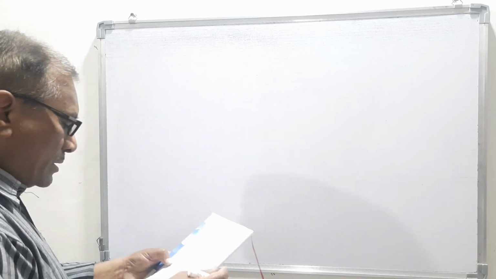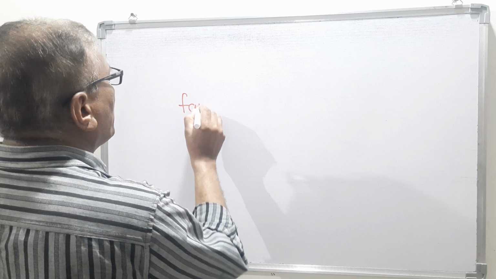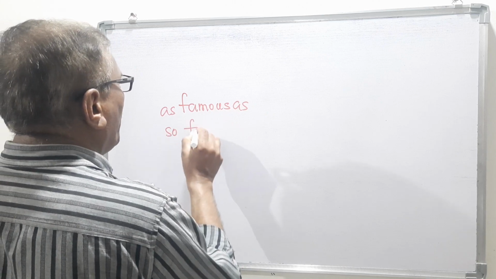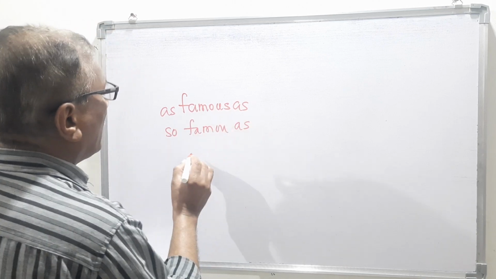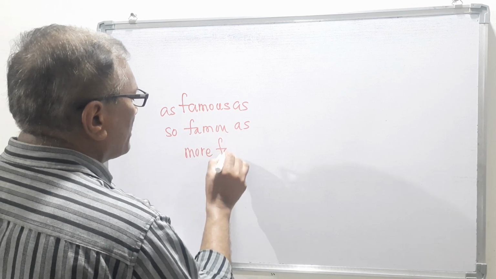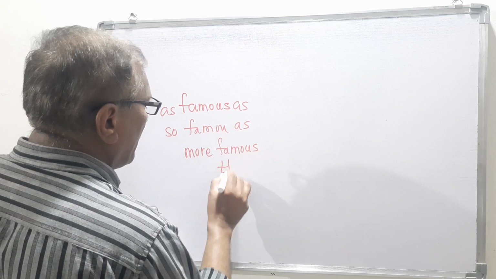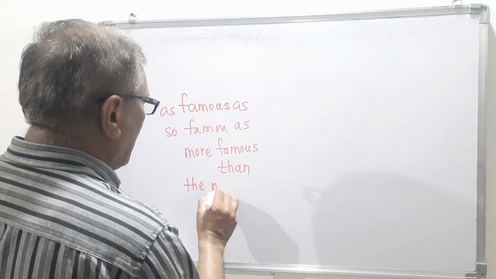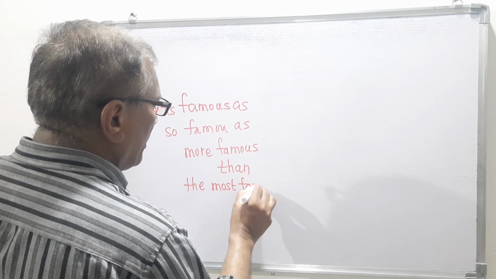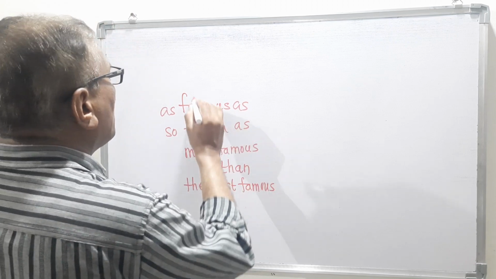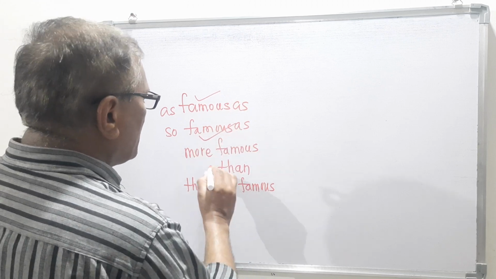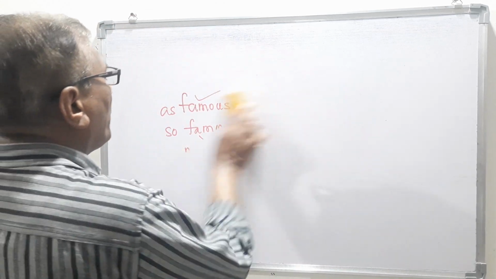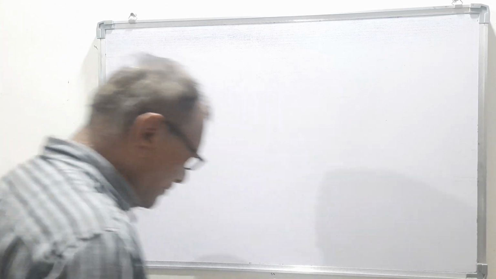Remember, famous is also a big word. So the forms will be "as famous as", "more famous than", and "the most famous". So remember, this is the PD form, this is the comparative form, and this is the superlative degree form. In this way we can make the degree forms from the big words.